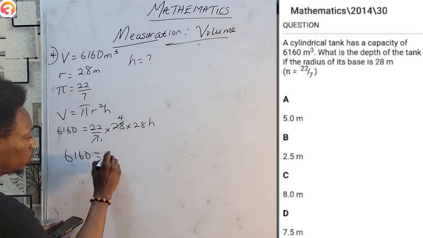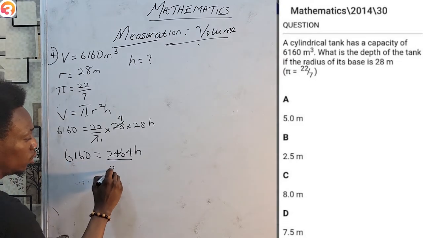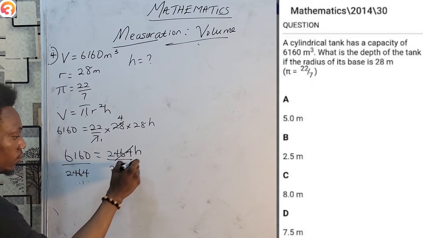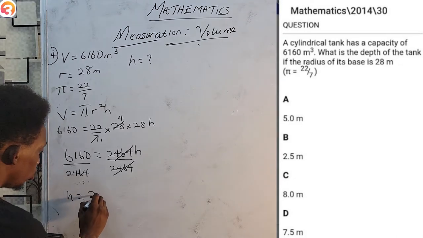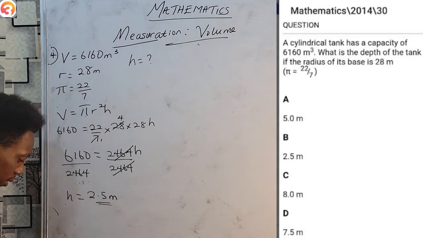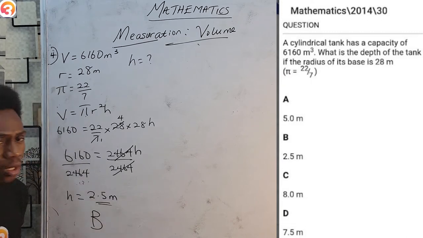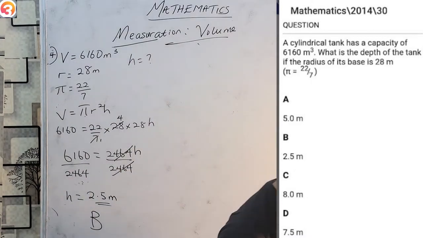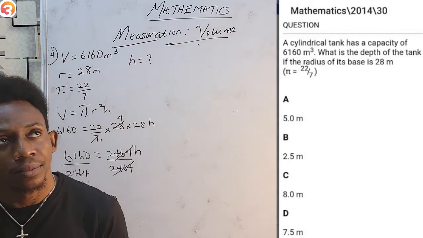That will be 2464 h. And therefore, to get h, divide by 2464 over 2464. h must be equal to 6160 over 2464. That gives you 2.5 meters. And going back to my O3SCHOOLS JAMB app, yes, that is option B. So I hope we have seen the method. There's nothing to fear within these questions. They are all very, very simple.